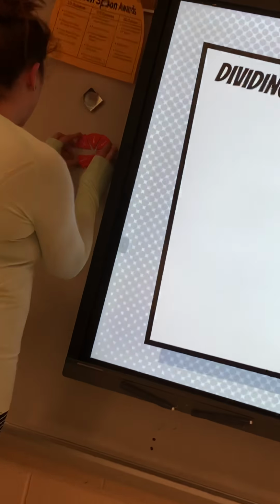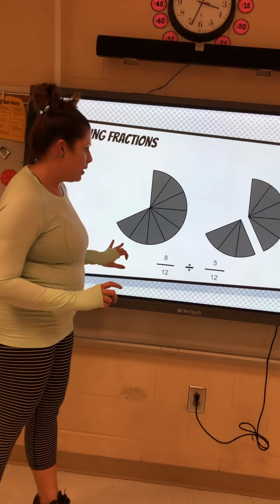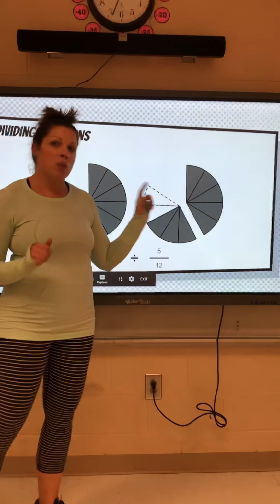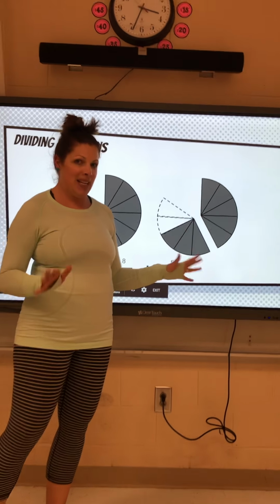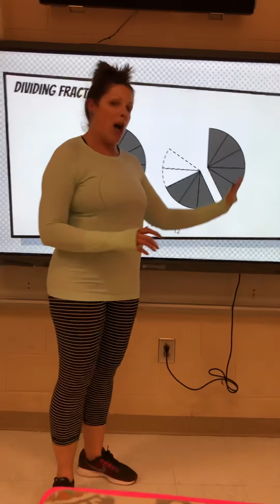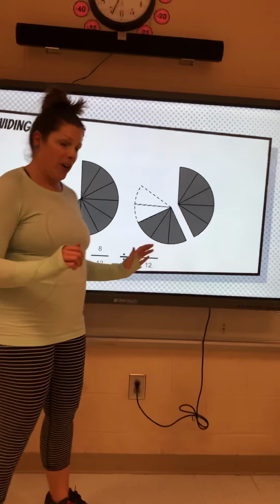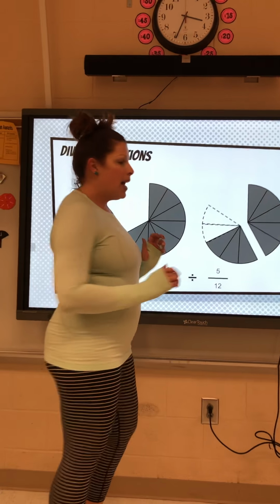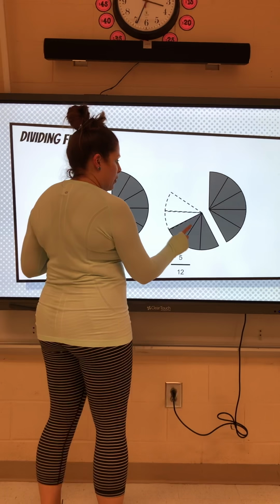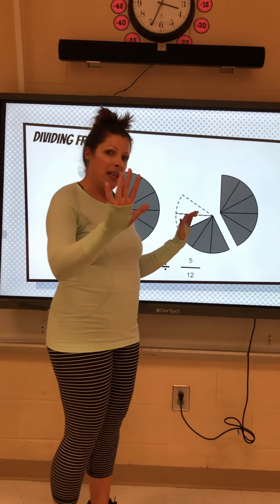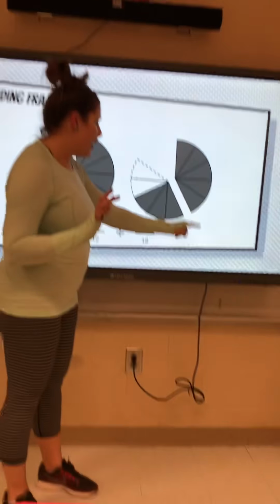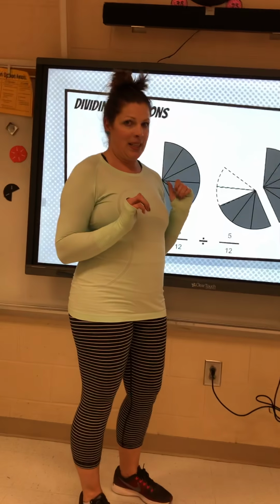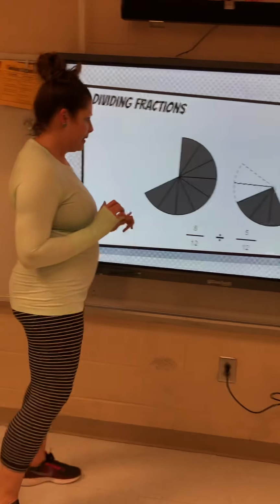So what I need to find out is how much is missing from this piece to give me another whole. And that answer is there's 2/12 missing from this piece. So my answer is going to be 1, because I've got one piece right here. And now I'm not looking at this as 12ths anymore. I'm looking at them as 1, 2, 3, 4, 5. I'm looking at them as fifths. So my answer here is 1 3/5.